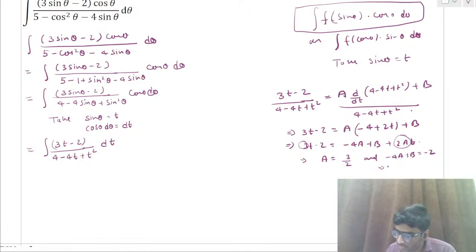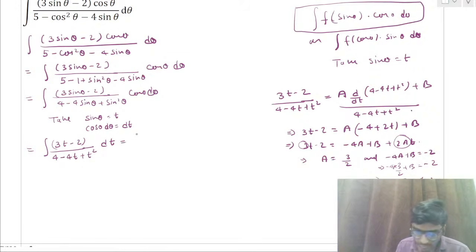The coefficient of t will become equal to 3 minus 2a, so a will be equal to 3 by 2. On both sides, the constant term minus 4a plus b will be equal to the constant term which is minus 2. So b will be equal to 4. It will become minus 4 times 3 by 2 plus b is equal to minus 2.